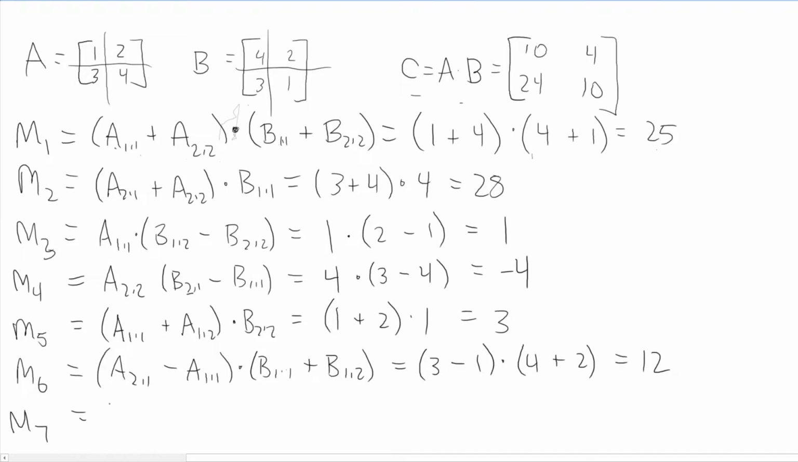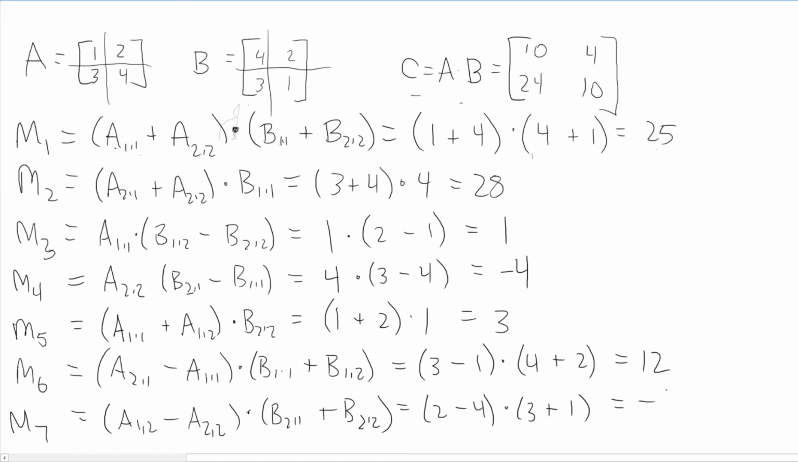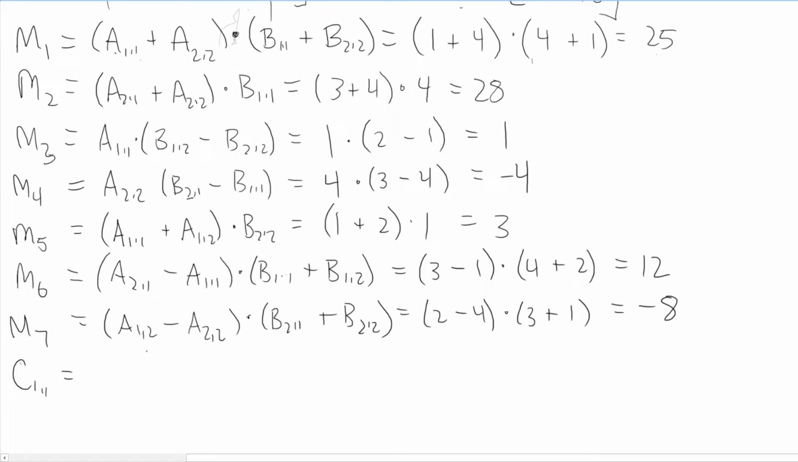So we're on to our last product now, which is M7. We've got A12, which is 2, minus A22, which is 4, multiplied by B21, which is 3, plus B22, which is 1. This gives us 2 minus 4, which is minus 2, multiplied by 4 gives us minus 8. So now we can combine these intermediate products together to calculate our actual values.